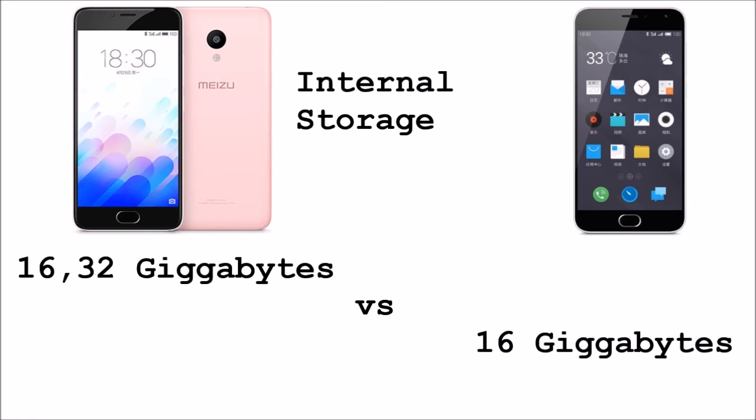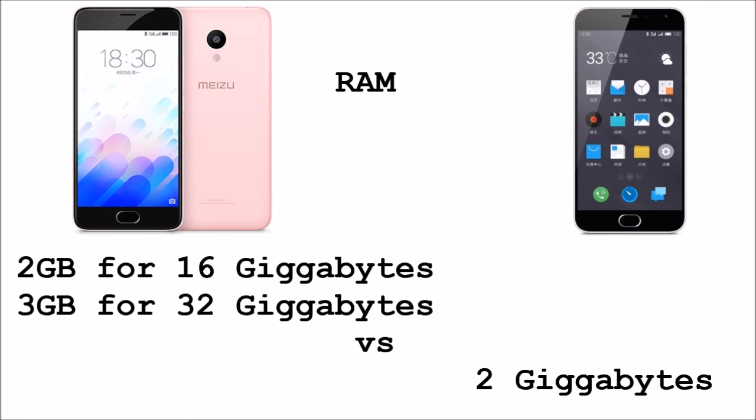Coming to the internal storage, the Meizu M3 comes in 16 and 32 GB versions, while the Meizu M2 comes in a 16 GB version. As for the RAM, the Meizu M3 got 2 GB of RAM for the 16 GB version and 3 GB of RAM for the 32 GB version, while on the Meizu M2 the RAM is 2 GB.